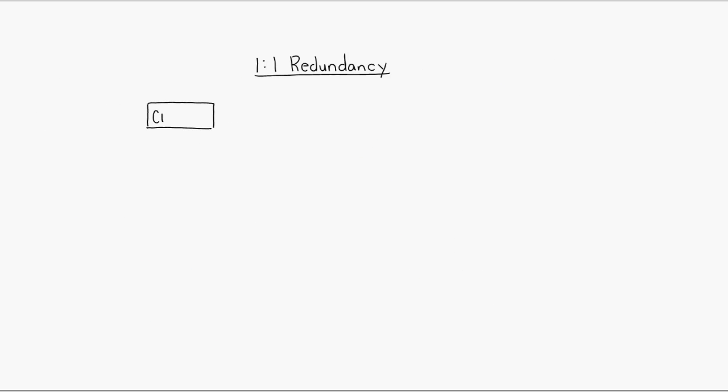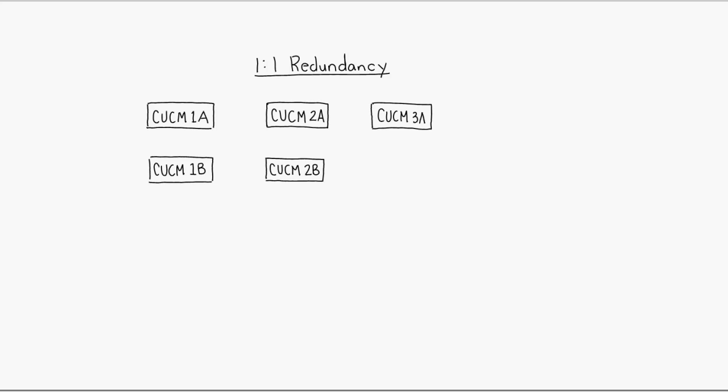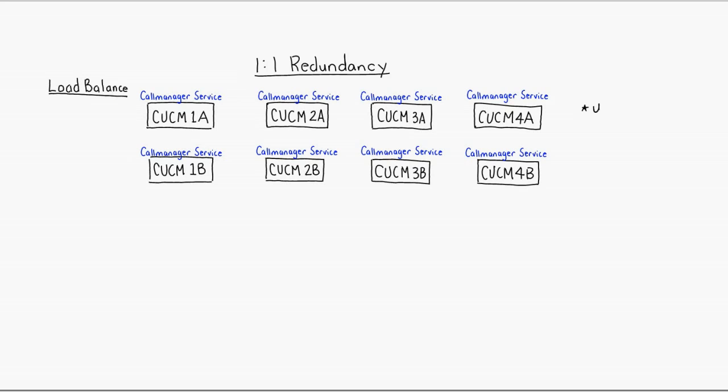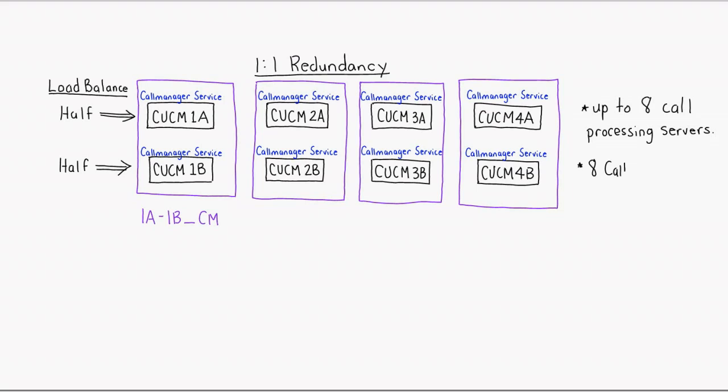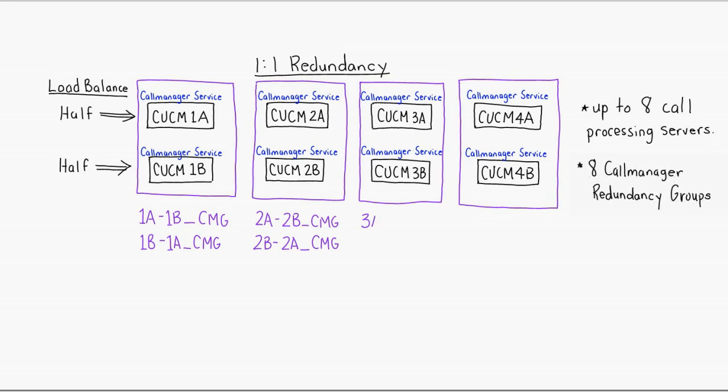Let's look at scaling up using the 1-to-1 model. In a CUCM cluster, we can have 8 call processing servers. We would divide these servers into 4 pairs and name them accordingly. We would load balance devices across the servers. To do this, we would define 8 Call Manager redundancy groups.